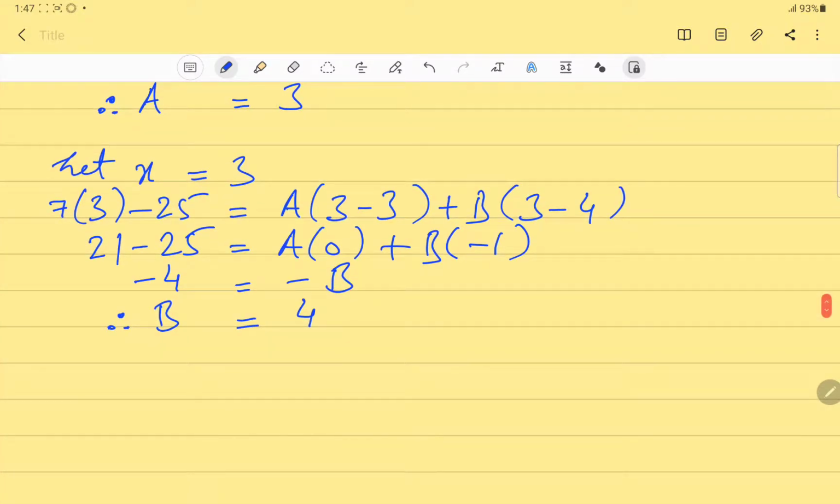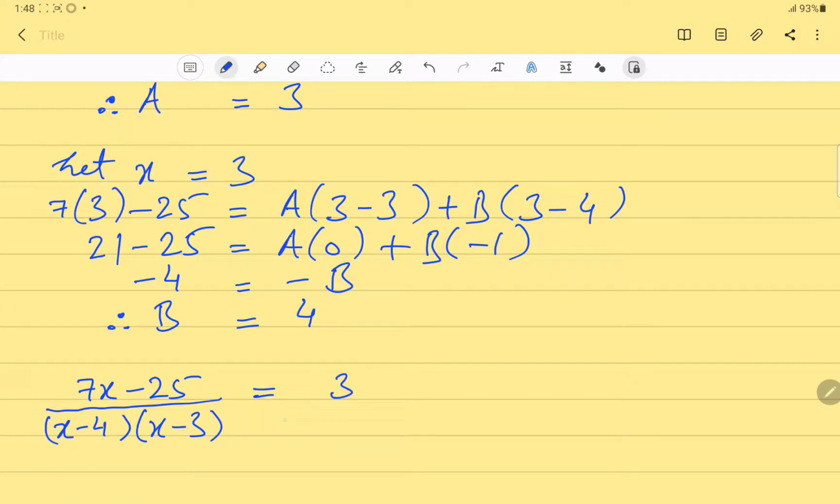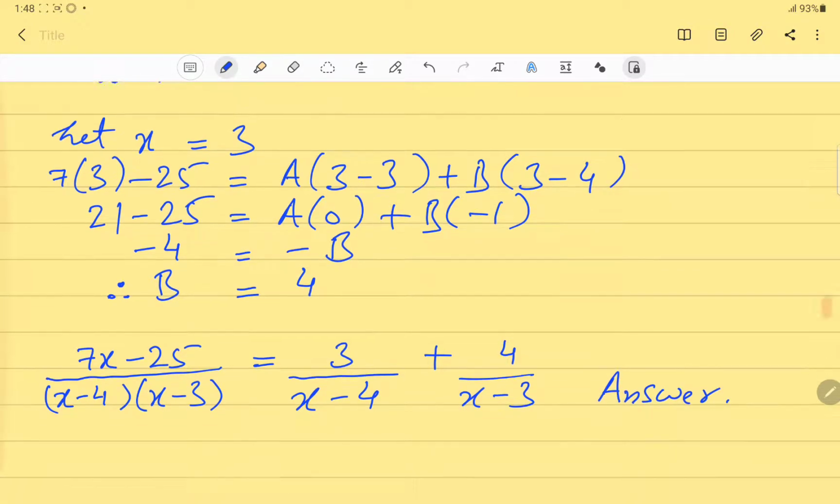Okay, we have found both the constants now, so we can write the partial fraction. 7x minus 25 over x minus 4 into x minus 3 is equal to 3 over x minus 4 plus 4 over x minus 3, which is the answer of this question.